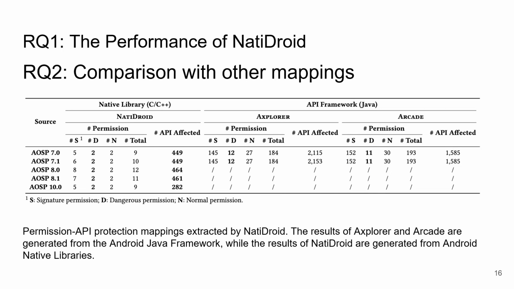In the first 4 versions of AOSP, our tool identified more than 440 APIs whose permission enforcement takes place in the native code, while in AOSP 10, NativeDroid detects 282 APIs. The number of newly identified permissions that are missed in the previous works ranges from 9 to 12 in the 5 AOSP versions.